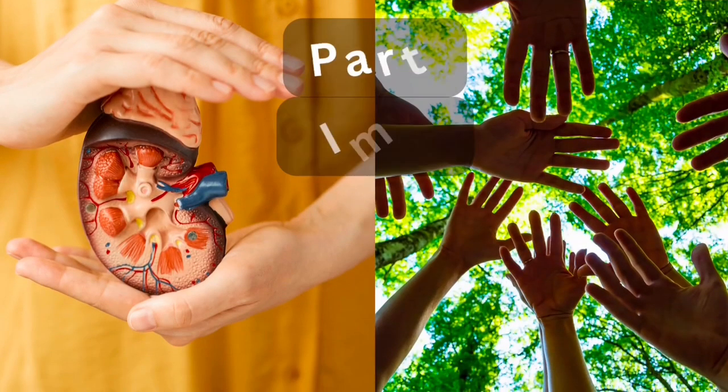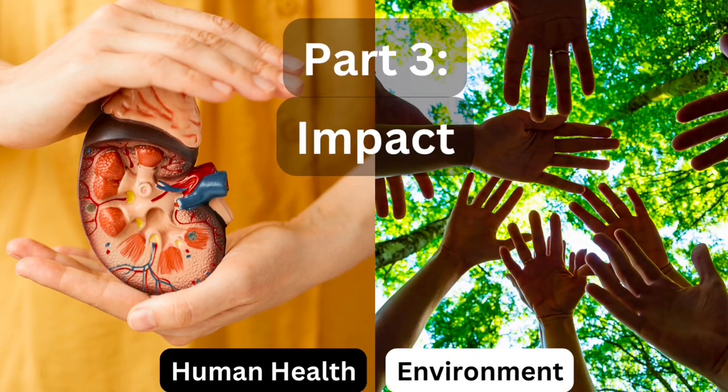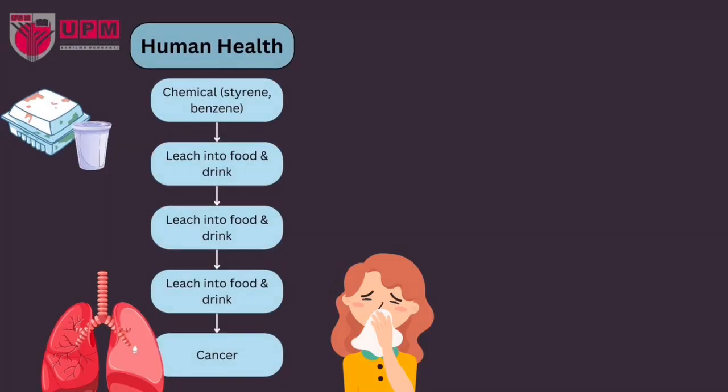Part 3: Impact to human health and environment. For human health, polystyrene may contain chemicals such as styrene and benzene, which are toxic and can leach into food and drinks when polystyrene containers are used. Long-term exposure to these chemicals has been linked to health problems such as cancer, nervous system damage, and reproductive issues.